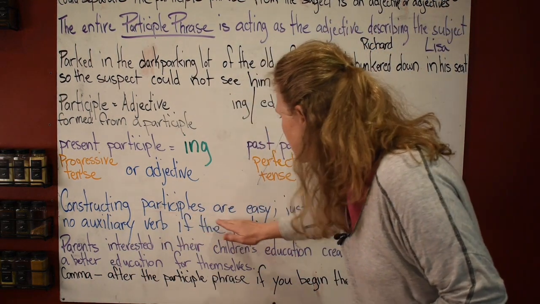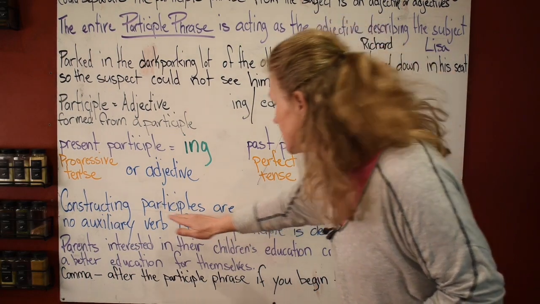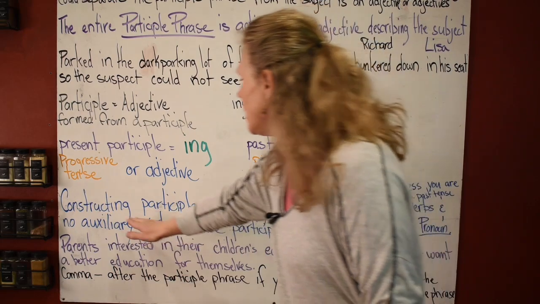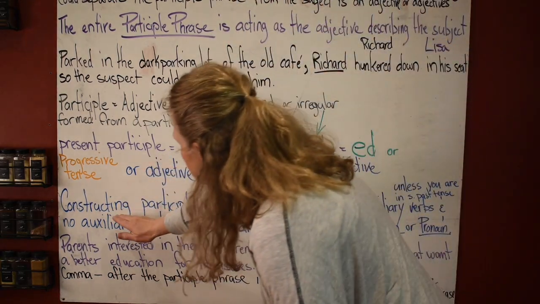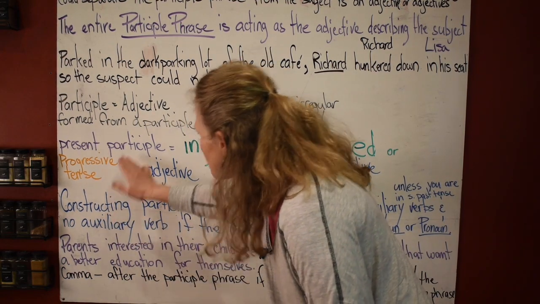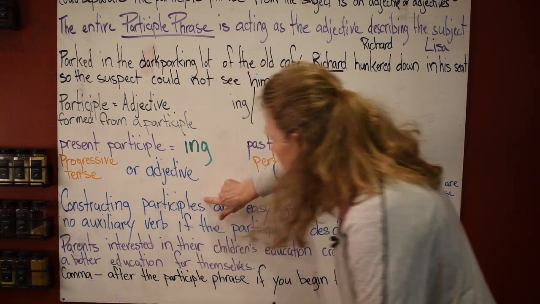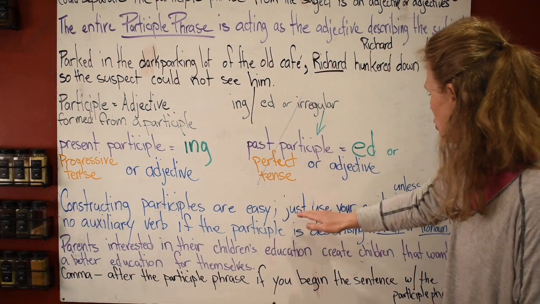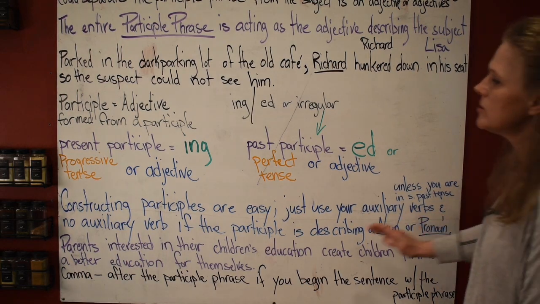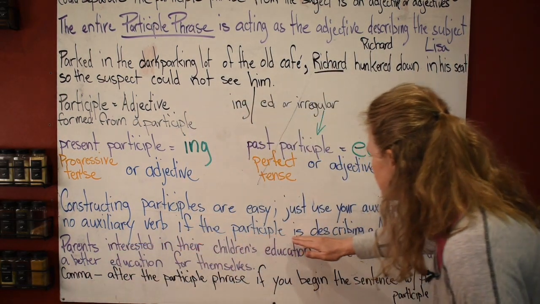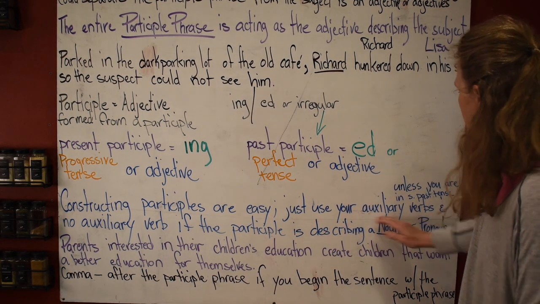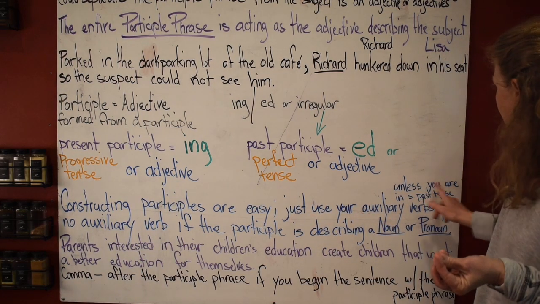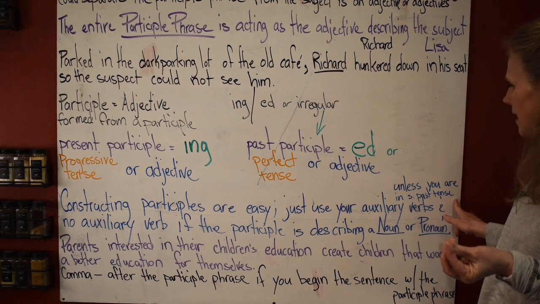So this is your subject, and this is your linking verb. This right here is describing participles, constructing participles, but it's just your adjective. It's your present participle acting as an adjective describing the word participles. So, constructing participles, it's easy. Just use your auxiliary verbs, and no auxiliary verb if the participle is describing a noun or a pronoun. This could be a little bit trickier. Just use your auxiliary verbs, unless you are in the simple past tense.